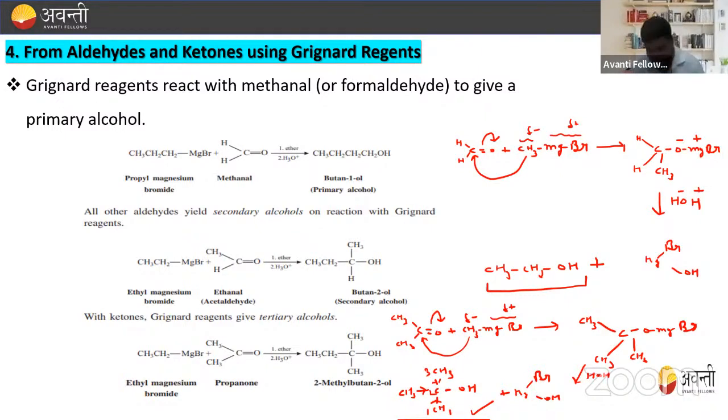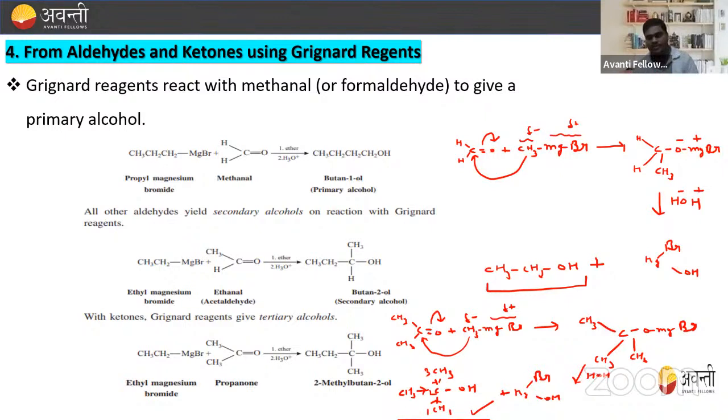And the next method, how will you prepare alcohol from carbonyl compound? That is by treating with the Grignard reagent. So when you treat carbonyl compound with the Grignard reagent, then also we can prepare alcohol. For example, when you treat formaldehyde with the Grignard reagent, which is very reactive, right?